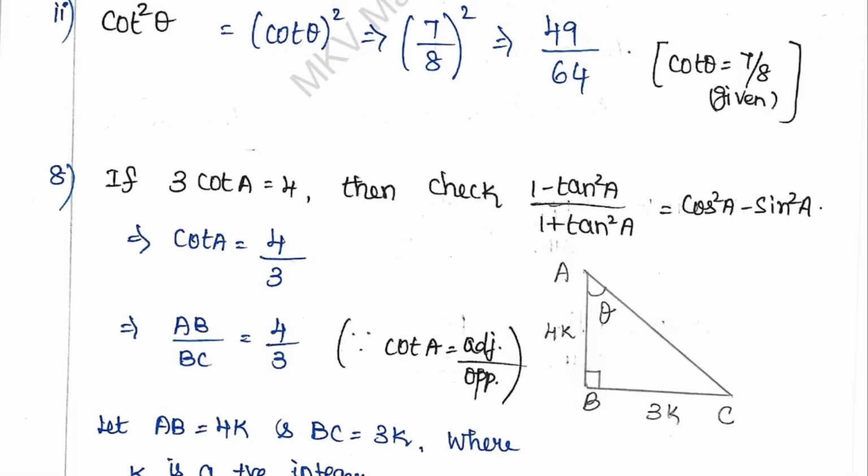Let's begin with the eighth question. They have given 3 cot A is equal to 4. The same type. What you need to do, the first step is make it as a ratio. That is, send this 3 that side, 4 by 3. So this cot A formula will be adjacent by opposite.